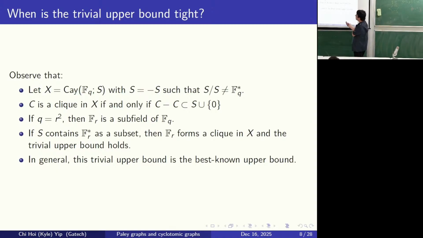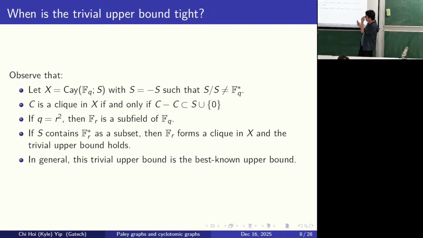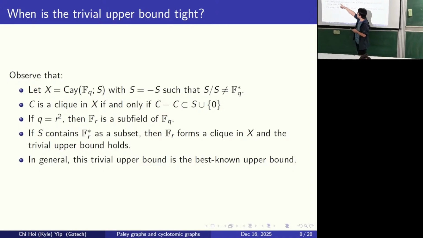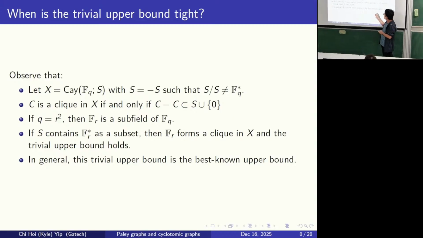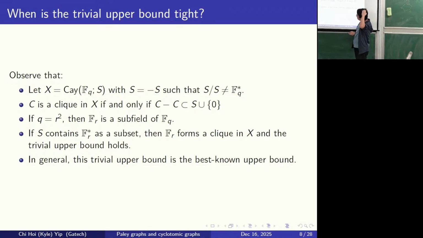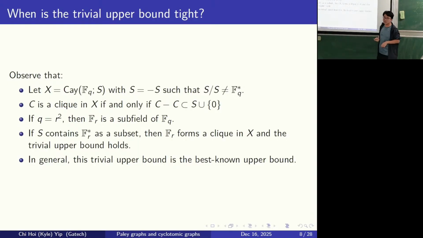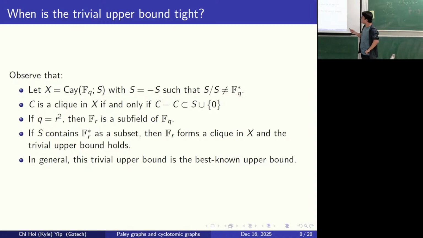Suppose that our Q is a square, so say Q is r squared, then we know it has some subfield, right? So Fr is a subfield of that field. And also suppose that S contains everything in Fr except 0. Then we know that Fr actually forms a clique in X, because if you use Fr minus Fr, we just get back Fr. So if S contains Fr star as a subset, then Fr itself forms the clique, right? So this shows that in this case, the square root Q bound is tight.